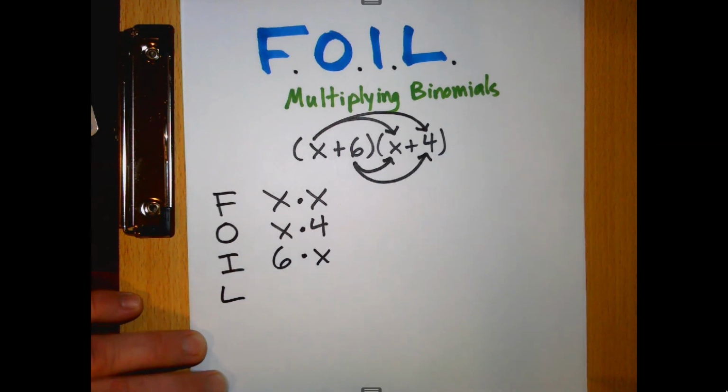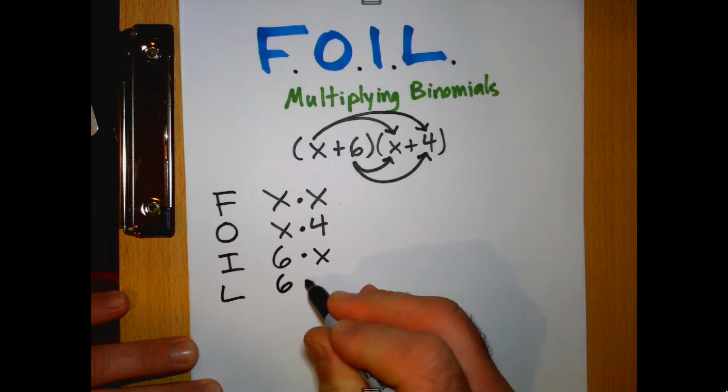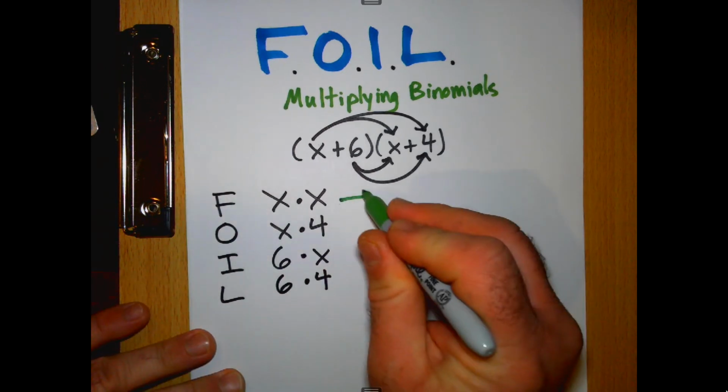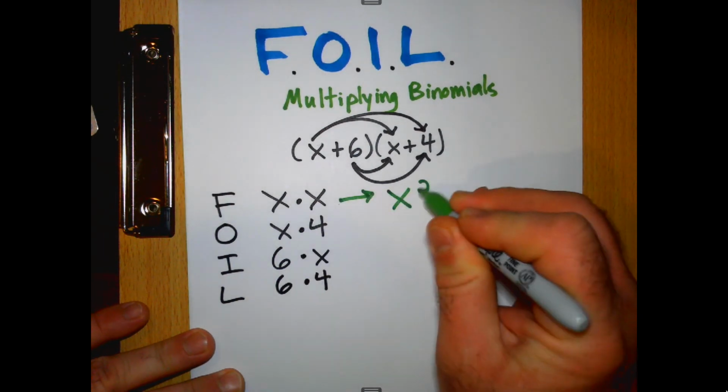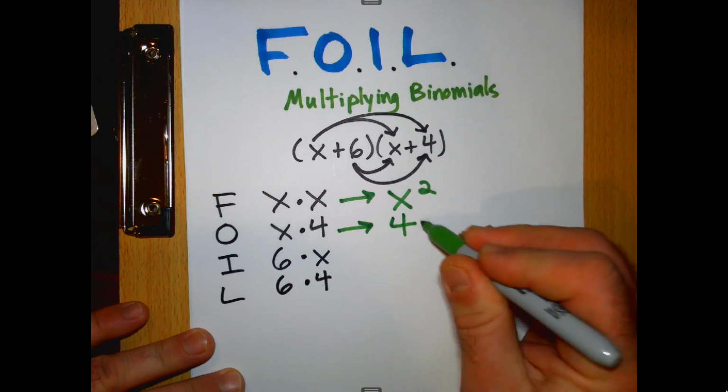okay? Which is 6 times 4. So x times x becomes x squared. X times 4, you would change it to 4x.